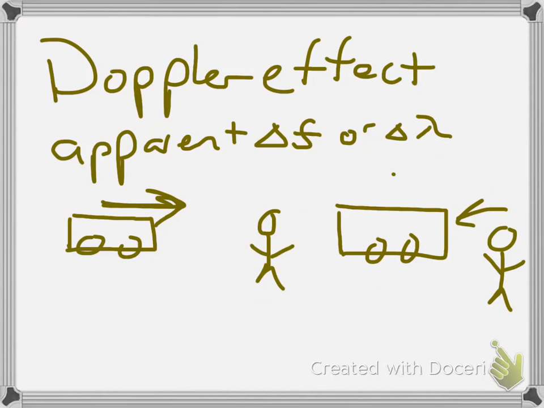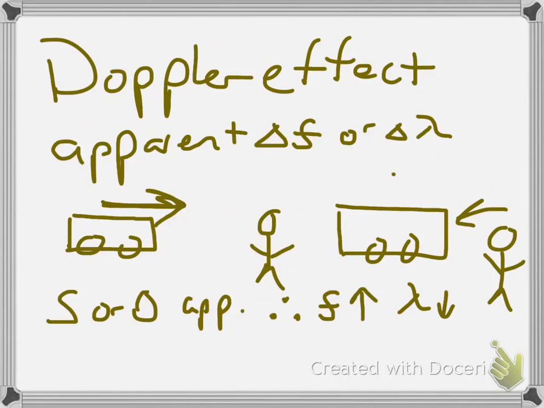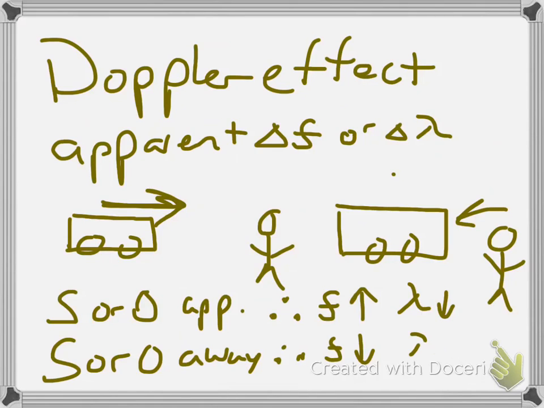Now, if the source or the observer are approaching, therefore, we're going to have a perceived increase in frequency, decrease in wavelength, because remember those two are opposite to each other, they're inverse. If the source or the observer are moving away, then we're going to have an apparent decrease in frequency and an increase in wavelength. That's what you need to know.